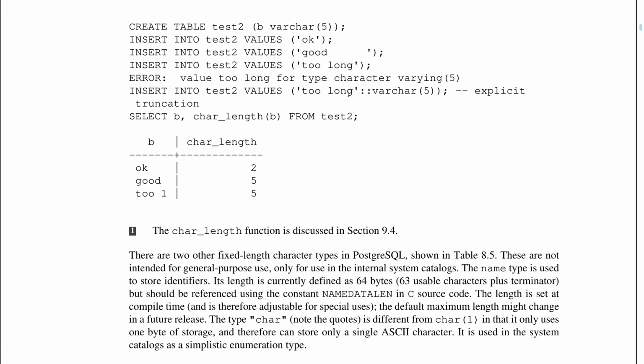So "too long" becomes "2 space L", so that is 5 characters, and on selection it gives us OK of length 2, good of length 5, and there are spaces here, so it will take 1 space, and then "2 space L" with length 5.